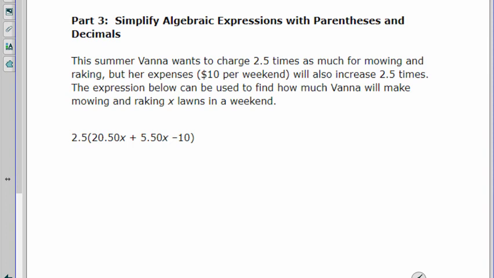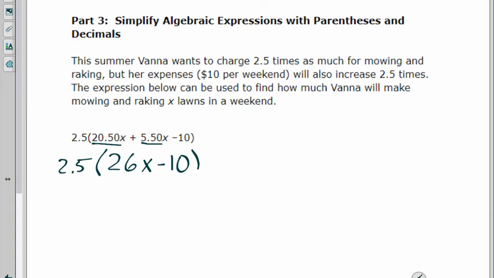All right, now we're going to be simplifying some more expressions. This time we have some parentheses and decimals, no big deal. So I'm looking at my expression 2 and 5/10 times the quantity 20 and 50/100 x plus 5 and 50/100 x minus 10. And so I can see right away that we have some like terms right here. So I can combine those, and 20 and 50/100 plus 5 and 50/100 is going to be 26x minus 10. And then the rest of it is the same.